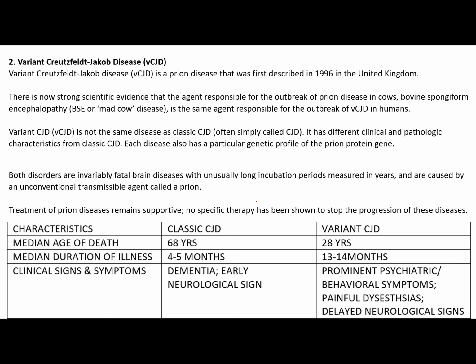Then for the clinical signs and symptoms for classic CJD, you would develop dementia, which is the early neurological sign. Then for variant CJD, there would be prominent psychiatric behavioral symptoms, painful dysesthesias, and delayed neurological signs. Now, treatment of prion diseases, class, remains supportive. No specific therapy has been shown to stop the progression of the disease. Both disorders are invariably fatal brain diseases with unusually long incubation periods, measured in years, and are caused by an unconventional transmissible agent.